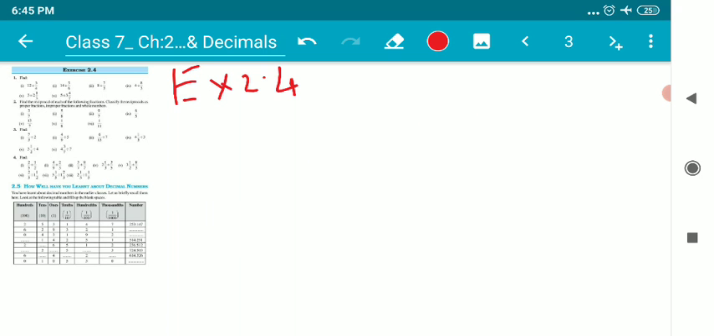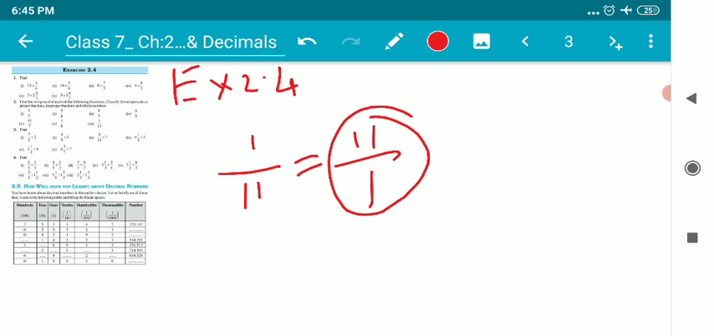Let us discuss the last number, which is a bit different from all these numbers. That is 1 by 11. The reciprocal of 1 by 11 is 11 by 1. So 11 by 1 can be written as 11 only. It's a whole number, because having 1 as the denominator makes no sense. So this is 11, which is a whole number.